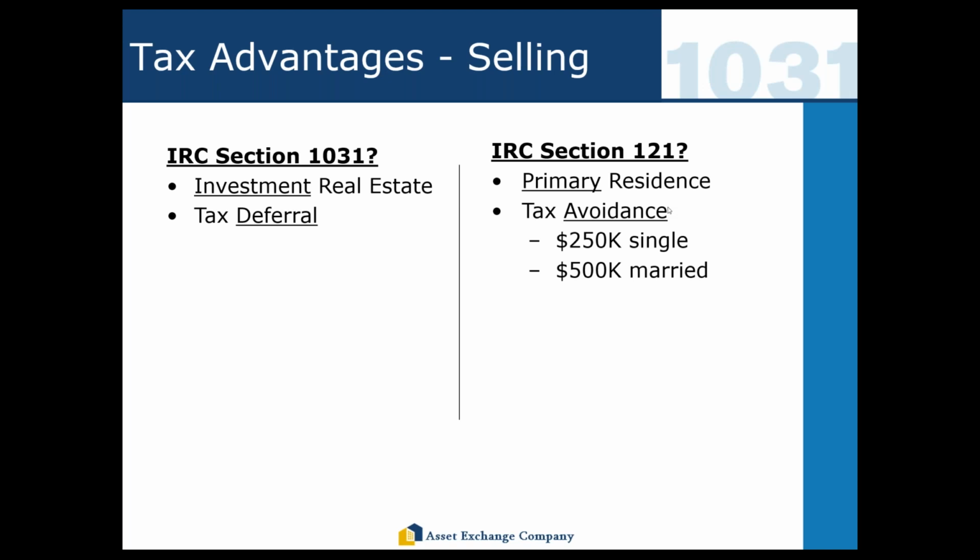So, two pieces of tax code that everybody on this call needs to be aware of. Number 1, Section 1031 of the Internal Revenue Code. That is tax deferral for your investment property sale. This is what my company deals exclusively with. That is just one piece of the tax code, however, that you need to understand. The other piece of the tax code is Section 121 of the Internal Revenue Code, and that is tax avoidance on the sale of a primary residence.